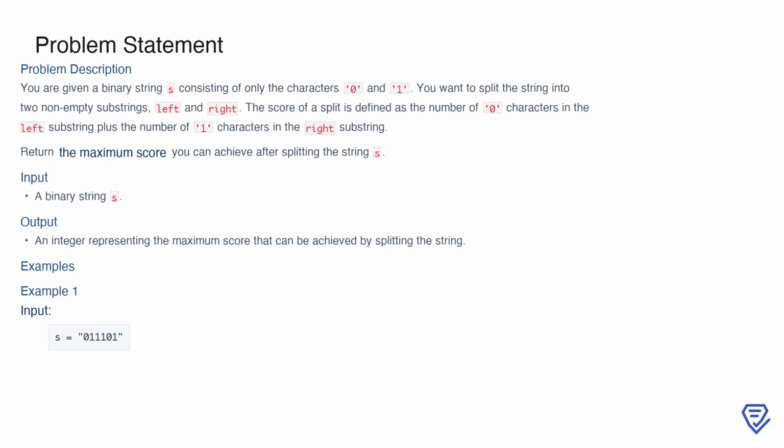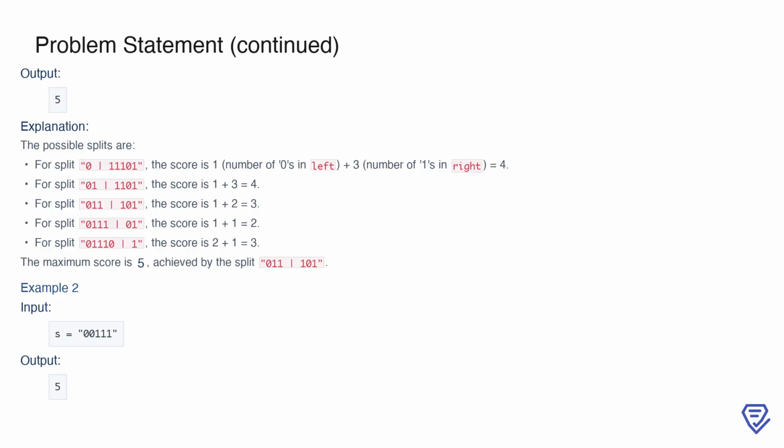For instance, let's consider the example where the input string is 011101. The output for this case is 5. To understand why, let's look at the possible splits of the string. If we split it as 0 and 11101, the score is the number of zeros in left, which is 1, plus the number of ones in right, which is 4, giving a total score of 5.